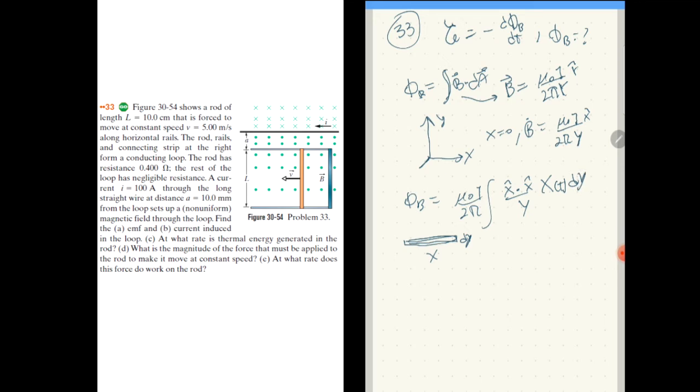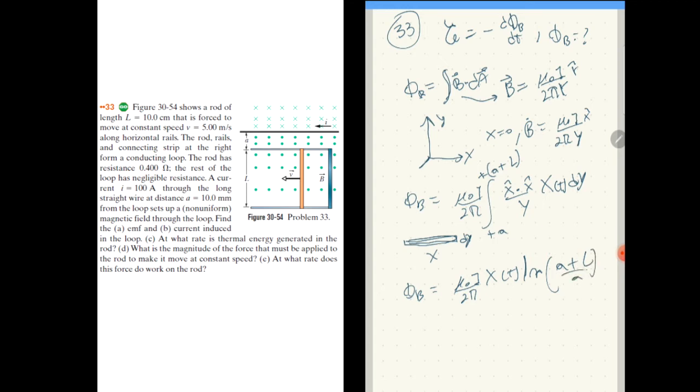So we get a magnetic flux equal to the factor over 2 pi times x(t), and this integral should be evaluated from minus a plus the other dimension, L, or you can put a minus sign here, there is no difference, and the integral of dy divided by y equals the logarithm, and here we get the logarithm of a plus L divided by a.